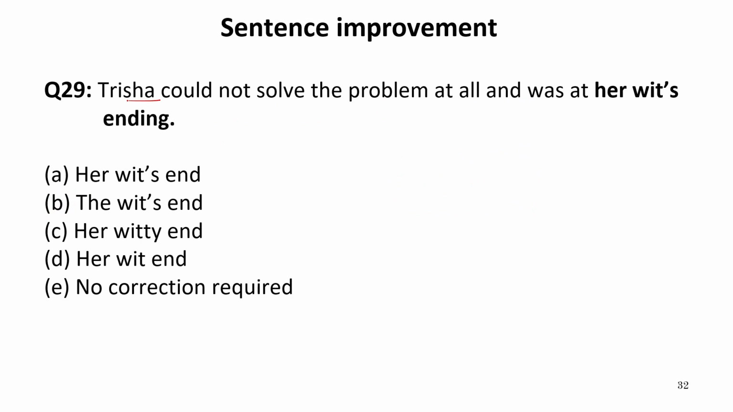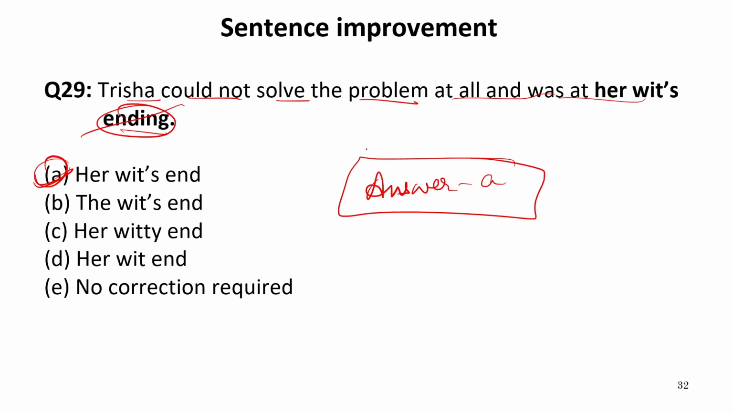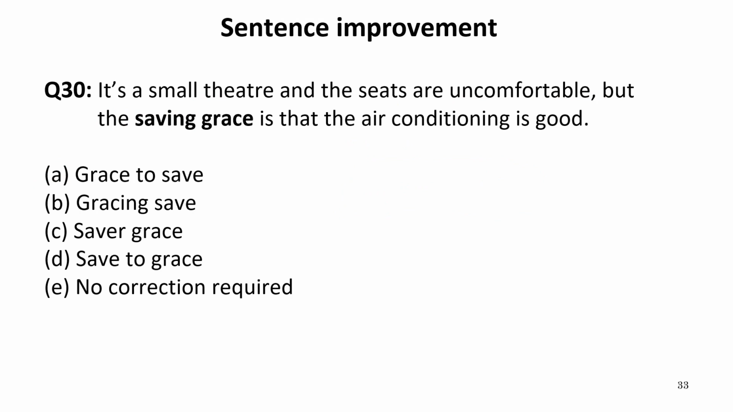Trisha, it is Trisha, could not solve the problem at all and was at her wits ending. Now at her wits end is the correct phrase. So our answer is A. At her wits end means that she has no idea what to do, that she is unable to solve the problem. Now let us move to the next one.